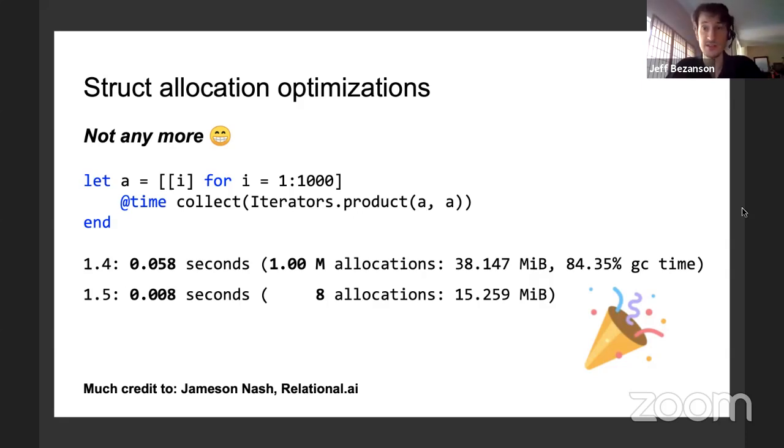We have a really nice optimization in 1.5 that eliminates a pretty large class of struct heap allocations. So for instance, in this example, just a micro benchmark, I have an array of arrays, and then I do a product iterator of that. So I take all combinations of those arrays and collect them. In 1.4, we had to allocate all of those tuples. So that allocates 1 million tuples. It takes a bit of time. In 1.5, those allocations are gone. We have O(1) allocations, and it's 7 times faster.